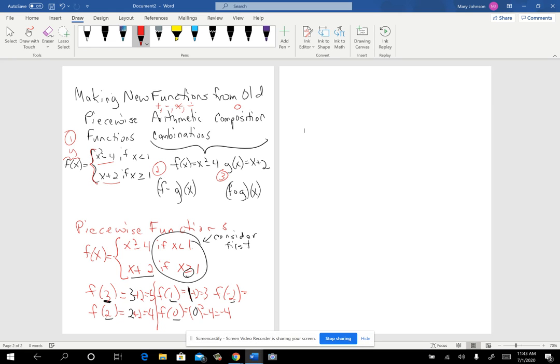Okay. So that means right here in place of the x, I'm going to put -2, but then I'm going to square it and subtract 4. And so I'm going to wind up getting 4 minus 4, which equals 0. All right, so we've gotten some data there.